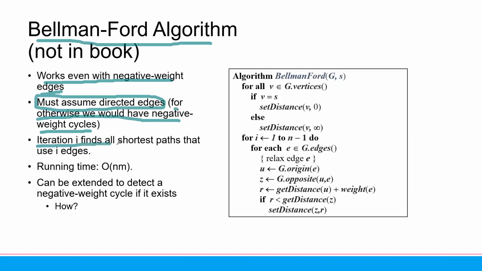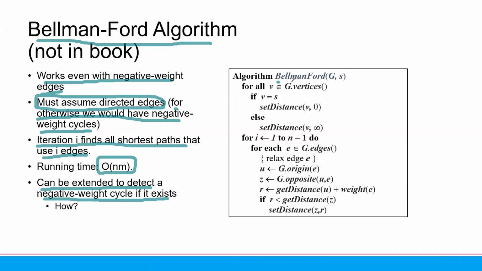Iteration i finds all shortest paths that use i edges. Of course, with this kind of mechanism, we will check from every vertex and then for every edge, and the running time will be something like this one, O of n multiplied by m. It can be extended to detect a negative weight cycle if it exists. So first, let's see.